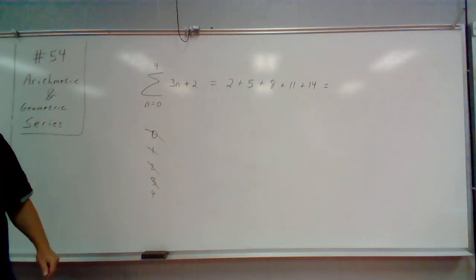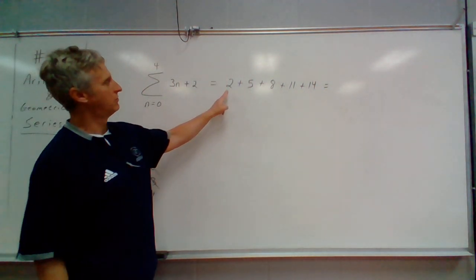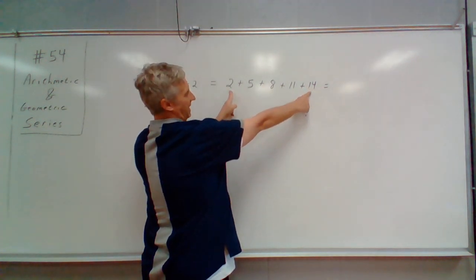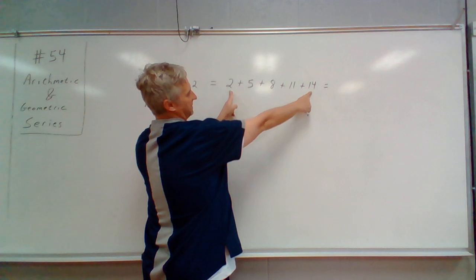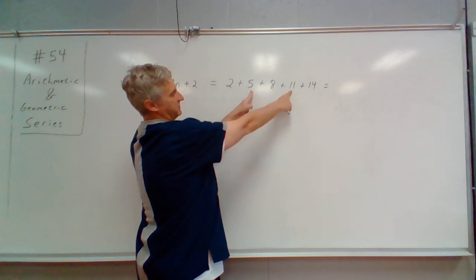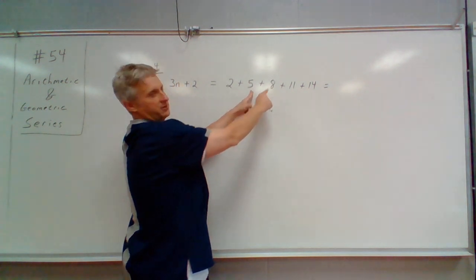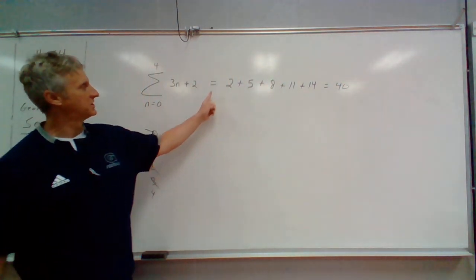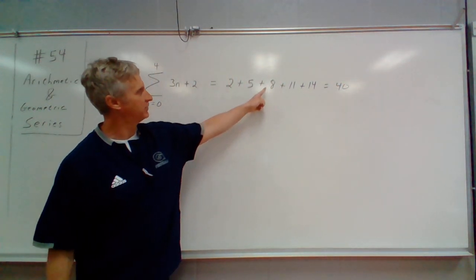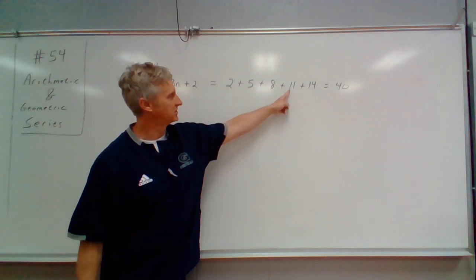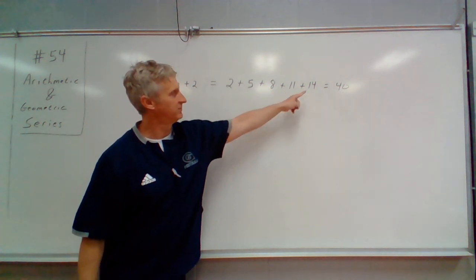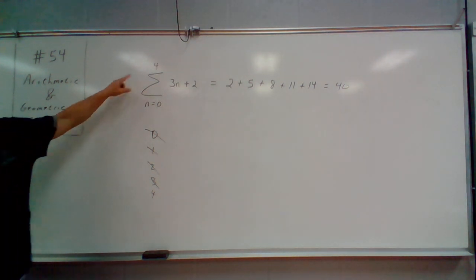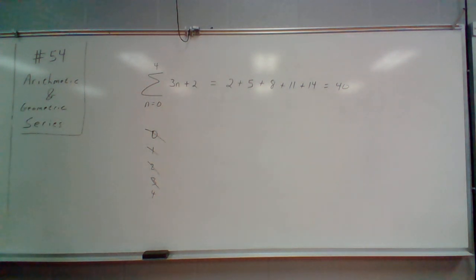And then I'm going to add all those up. So remember our trick from last time. It's easier to add the first and the last and get 16 plus another 16. That's 32. And 32 plus 8 is 40. Or you could just add straight across. 2 plus 5 is 7. Plus 8 is 15. Plus 11 is 26. Plus 14 is 40. All right, so the sum of that series is 40.